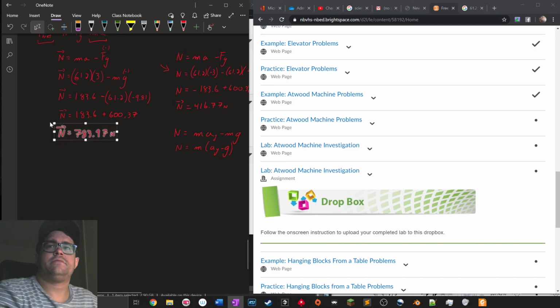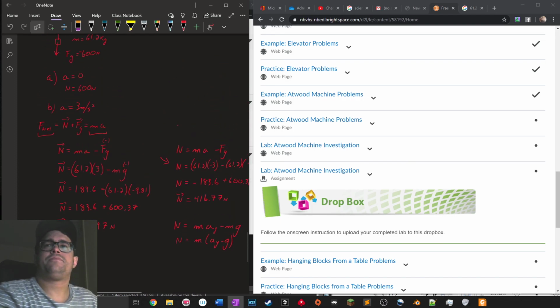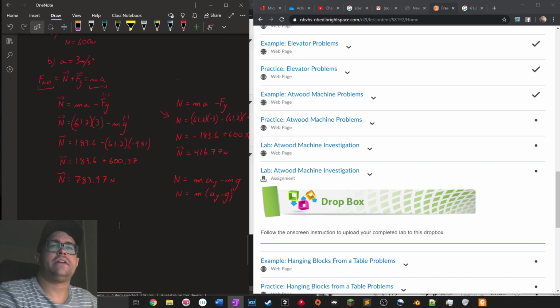And this is finding the net force. Sometimes the net force is found. We're actually finding one of the forces in the system that we're missing. That's mechanics right here. Let's take a break.